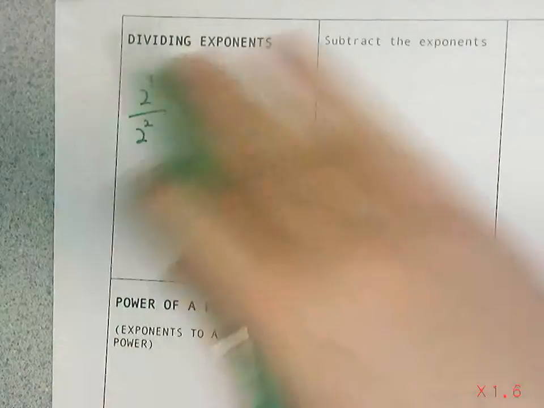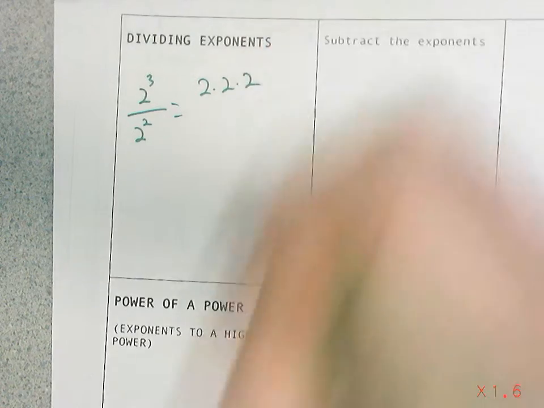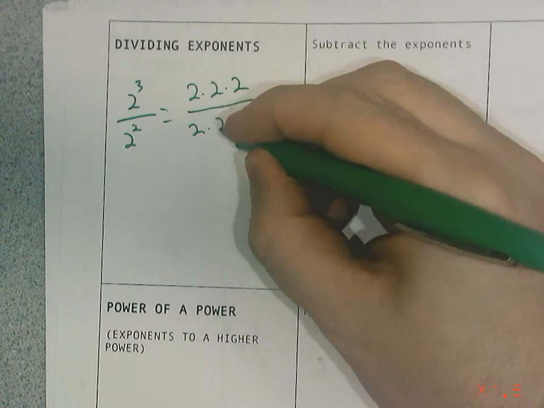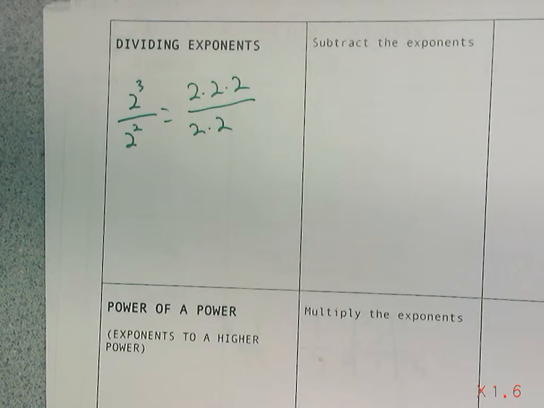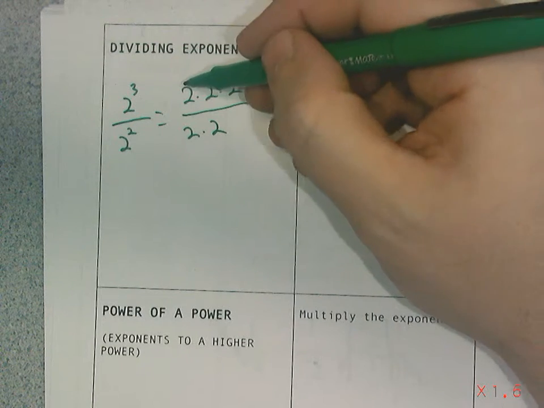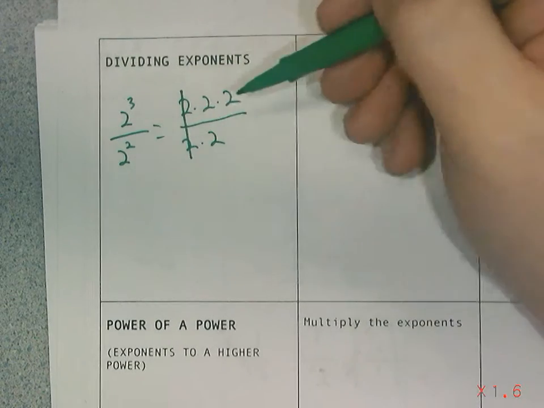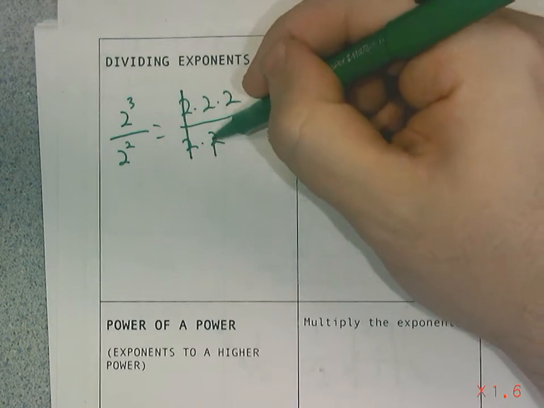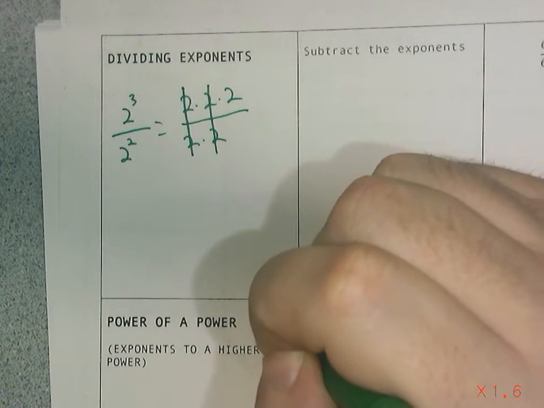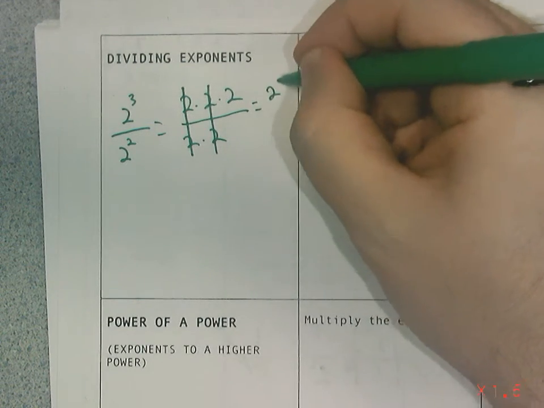Okay, so let's expand this out. 2 to the third power is the same as saying 2 times 2 times 2, right? And then 2 to the second power is the same as saying 2 times 2. Now when we're dividing and we divide a number by itself, it would cancel itself out, right? So this 2 would cancel out that 2, and this 2 would cancel out that 2. And I'm left with just 1, 2 on the top there, right? 1, 2 is the same as saying 2 to the first power, right?